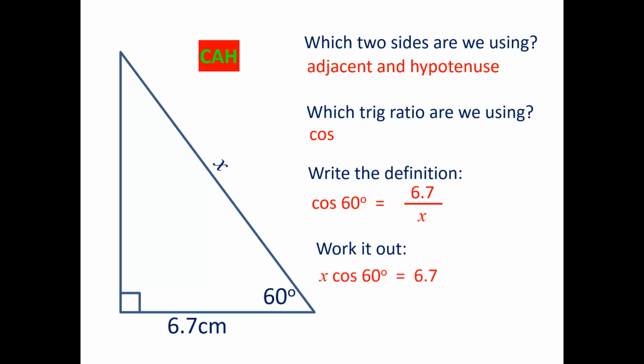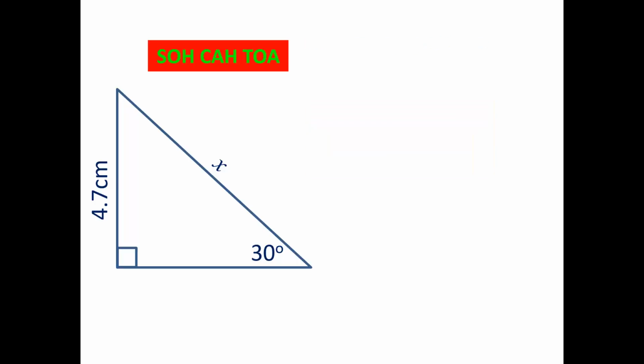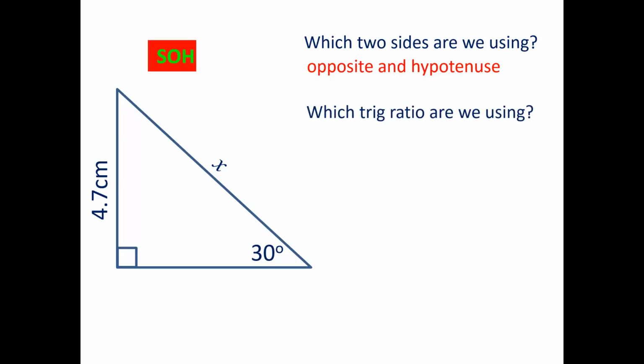x cos 60 equals 6.7, x is 6.7 divided by cos 60, 13.4 centimeters. So they're okay. Let's have a look at one more then. Okay, same old thing, four W's. Which two sides are we using? Well, 4.7 is the opposite, x is the hypotenuse, so it's SOH, part of SOH CAH TOA, and because it's S, the trig ratio we're using is sine.